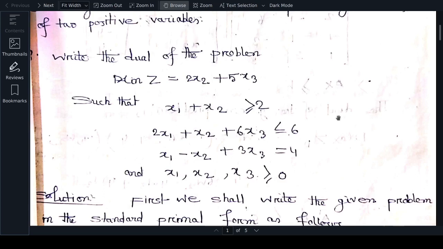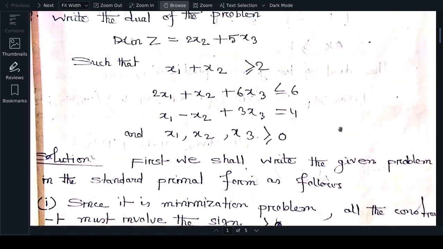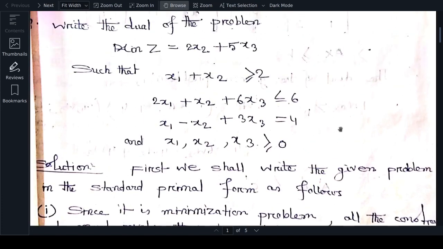So first you see the problem. Our problem is a minimization problem. And here the constraints are mixed. What does that mean? The first constraint has the inequality symbol greater than or equal to, the next one is less than or equal to, and the third one is equal to.